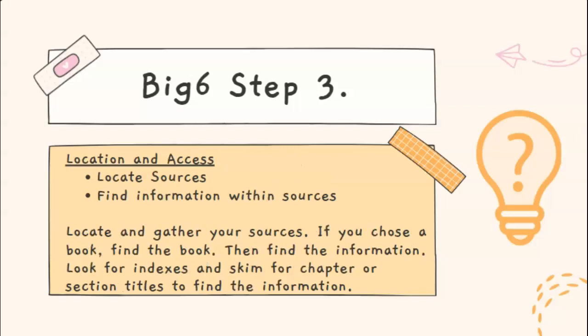Step 3 is location and access. This is where you locate the sources and find information within those sources. So, locate and gather your sources. If you choose a book, find the book. Then, find the information. Look for indexes and skim for chapter or section titles to find the information you're looking for.